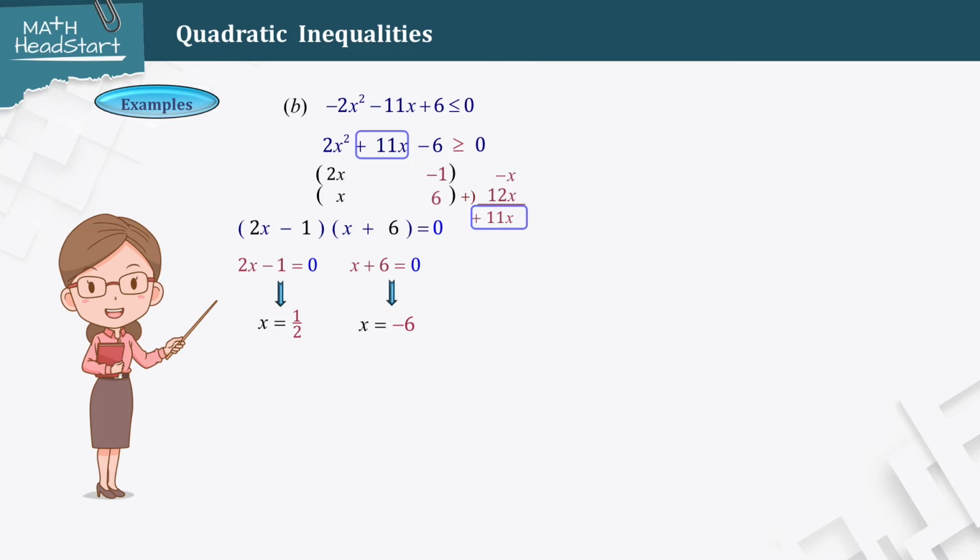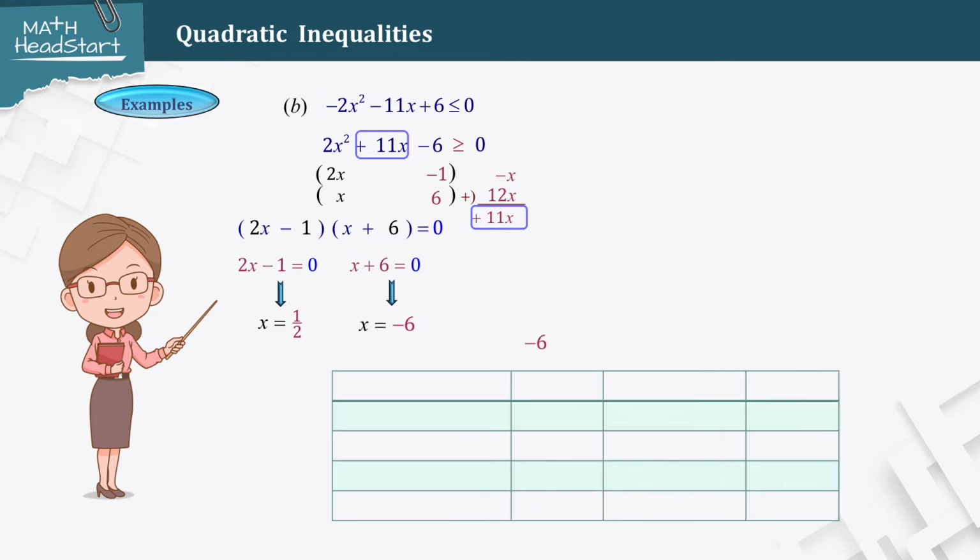Let's make use of these roots to create a sign chart. Please make sure to place those in numerical order as a number line. In other words, the smaller number should be written first. The intervals are less than the smaller root -6, between -6 and a half, and larger than the larger root, half. Then pick a test value for each interval.